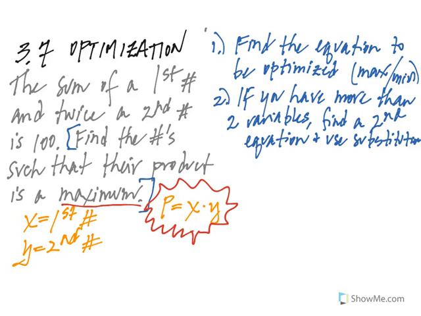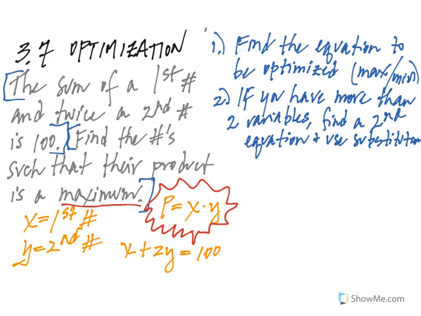Now, the second equation comes from the first part of this problem. It's this portion right here. And it says the sum of the first and twice the second is 100. So just like we did back in Algebra 1, the sum is the answer to an addition operation. So I've got x plus twice the second, which is 2y, is equal to 100. Now, I'm not doing calculus on this second one. I'm only going to do calculus on the one inside the red squiggles.